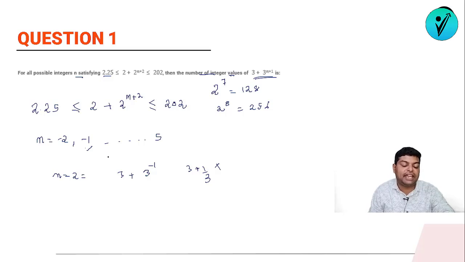So how many values of n can I take? So from -1 to 5. So how many values will be there? Total it will be 7 values. -1, 0, 1, 2, 3, 4 and 5. So the correct answer to the first question will be what? It will be 7. So moving on to the next question.